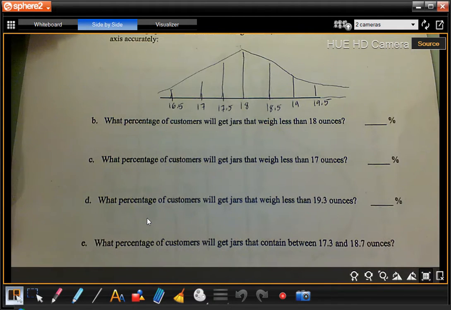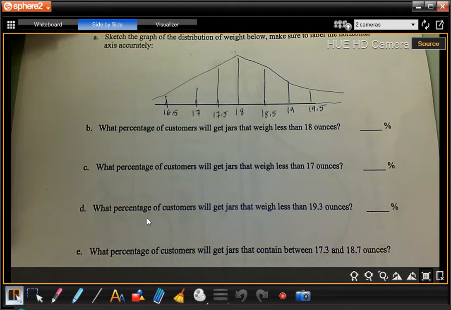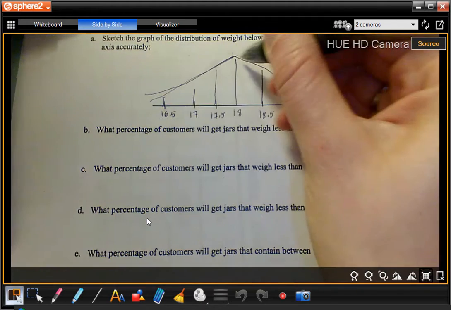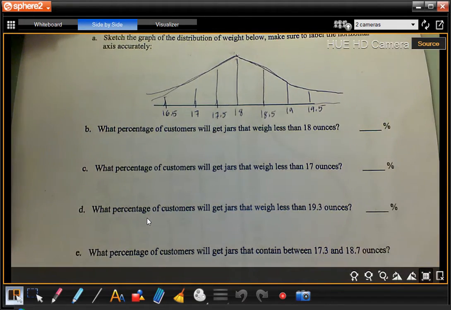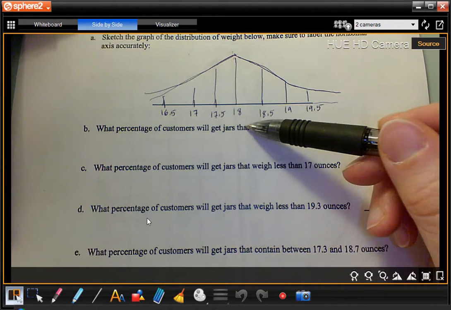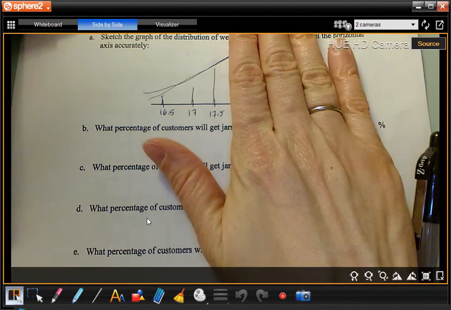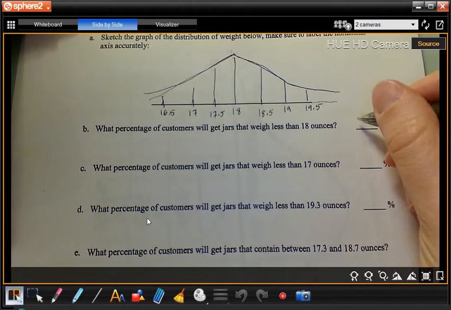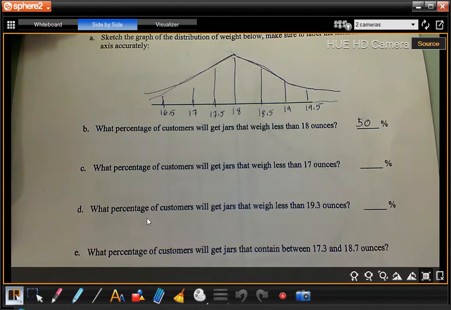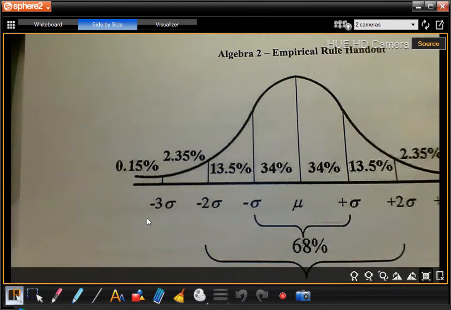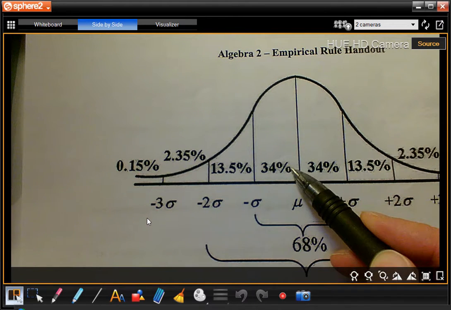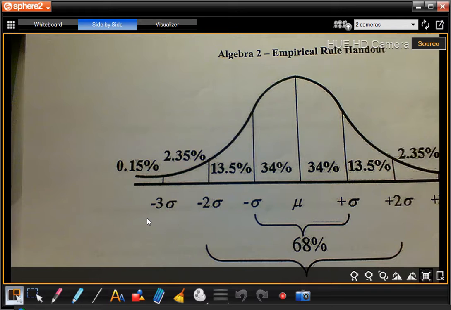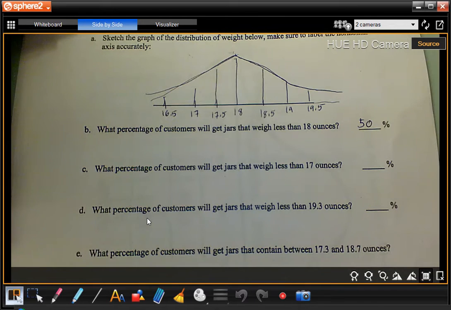Okay. So first we want to know what percentage of customers will get jars that weigh less than 18 ounces. Sorry, this should look more like a curve and less like a point at the top, but you get what I mean. What percentage of customers will get jars that weigh less than 18 ounces? So that's literally how many will get this much. This is right in half of my graph, so it is 50%. We can also go ahead and look at the empirical rule handout, and we could add all of these up. We would also get 50%, excuse me, I think I said 15.